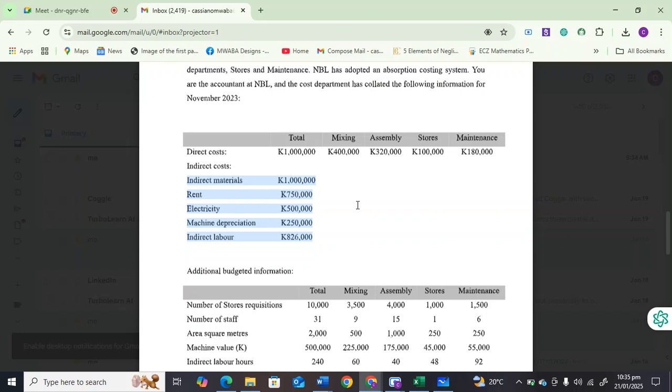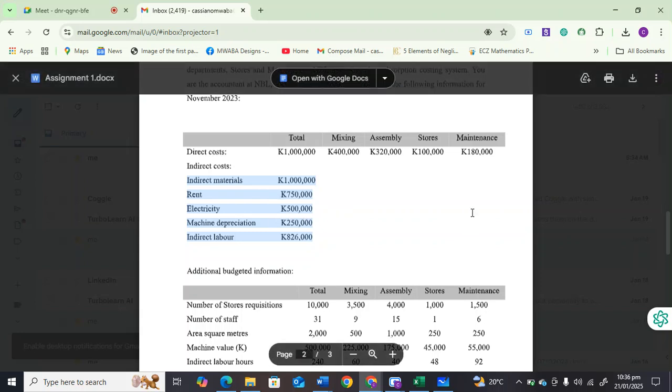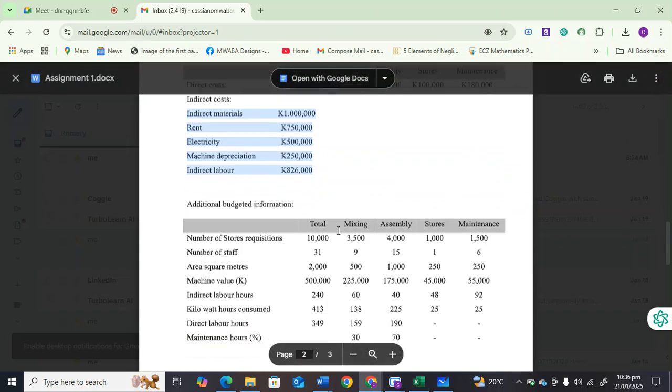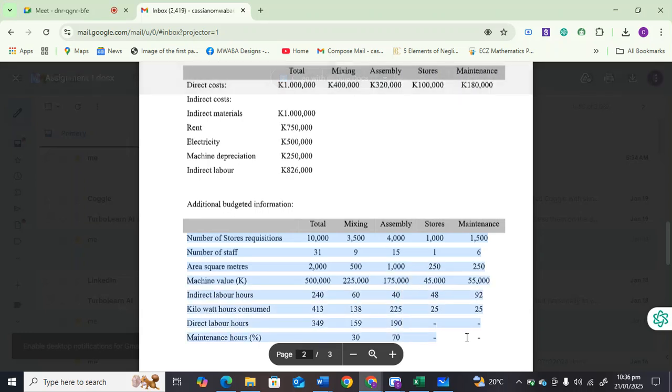So we're going to start with stage one. Stage one is the apportionment of the overheads, meaning we are sharing these overheads to these departments. And in order to share these overheads, we're going to use this information here.